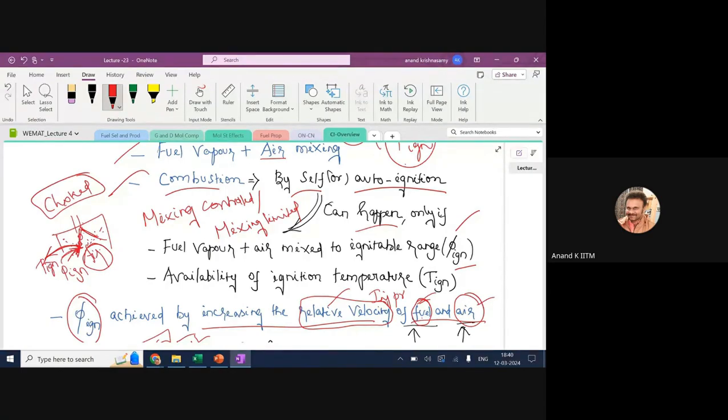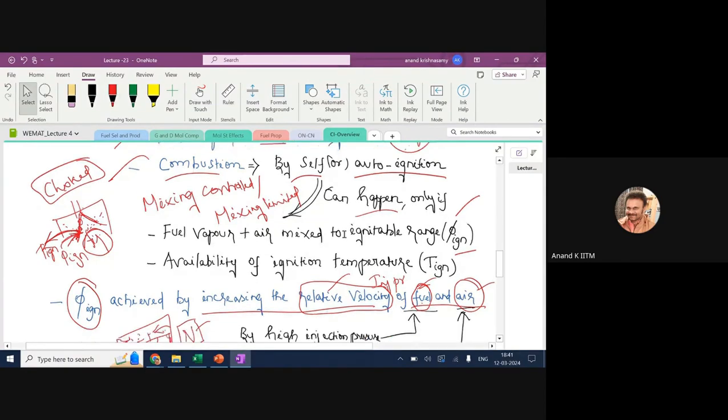This is different from SI engine combustion, wherein we said that the overall event is referred to as a flame propagation based combustion event. Clear?